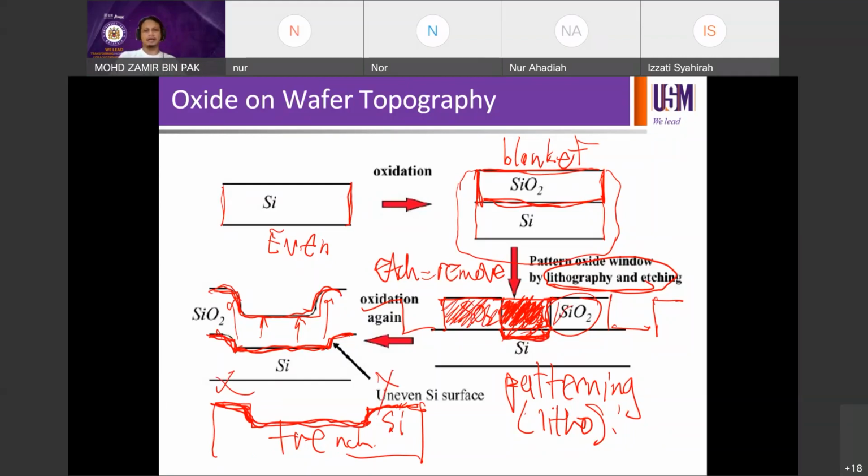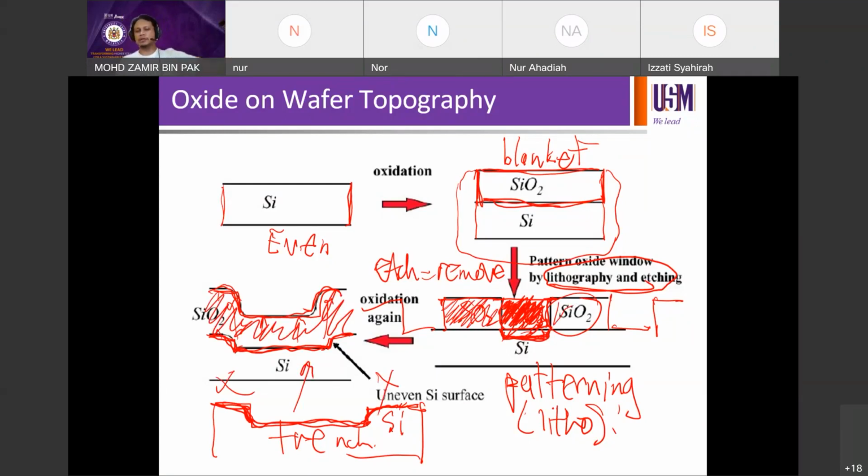Okay. Then if you want to grow oxide again, you can grow oxide again on this pattern. You get the oxide, and it will follow this. Okay. Can you follow now? Do you get what I mean? Because it repeats a few times. In a fab, it will eventually become like this.